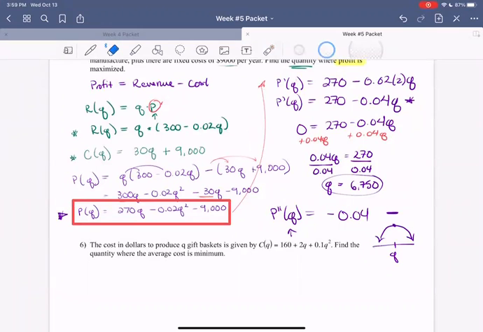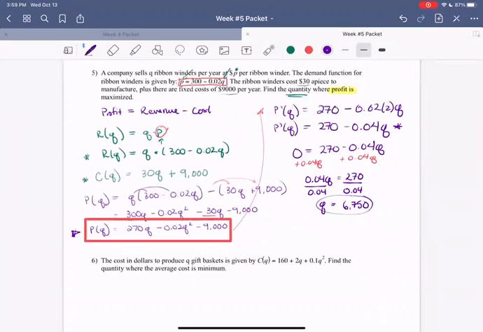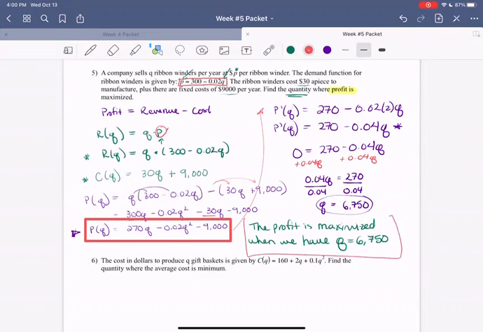All right, so now we can summarize here and also make some room for ourselves. We're asked to find the quantity where profit is maximized. So we can say the profit is maximized when we have Q equal to, or quantity equal to 6,750. Awesome. Great work, everyone.